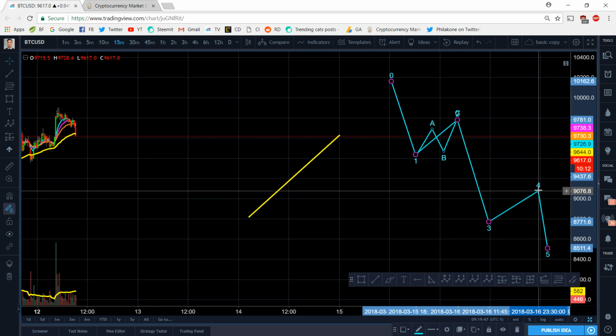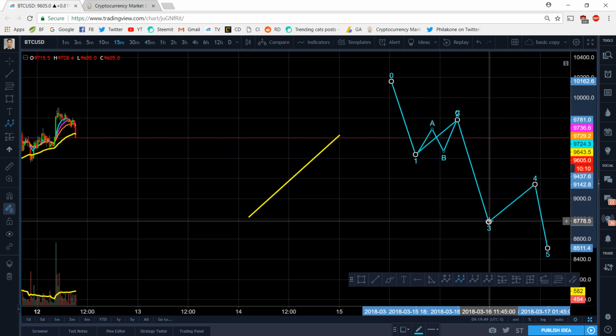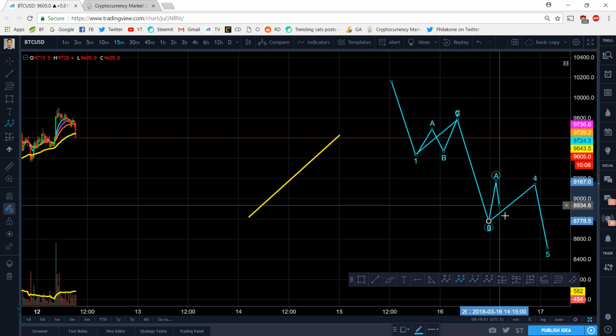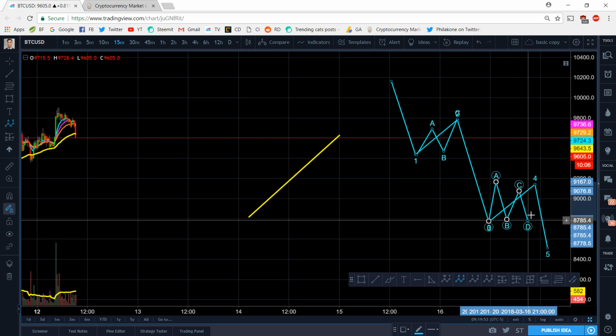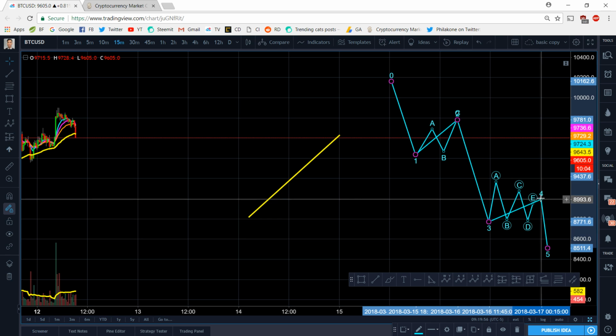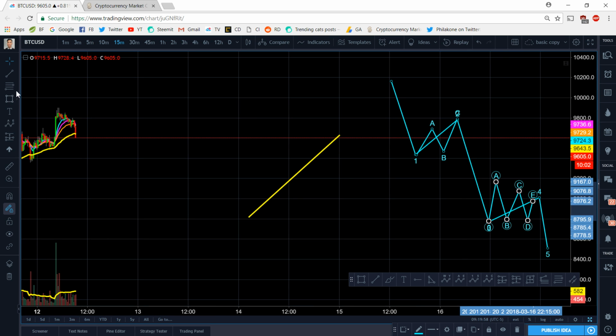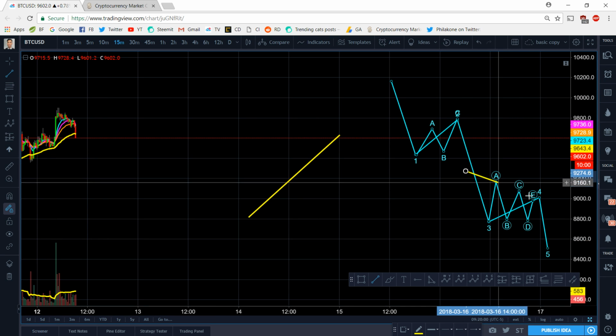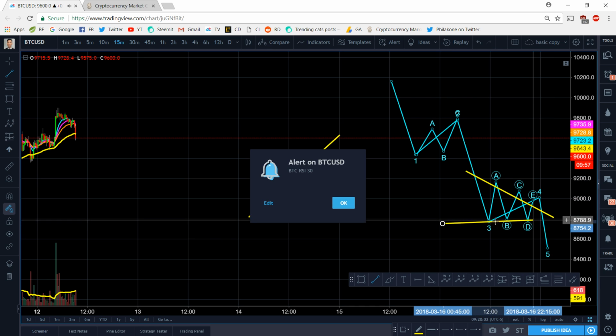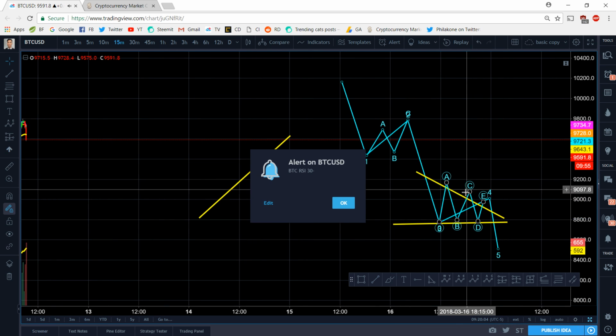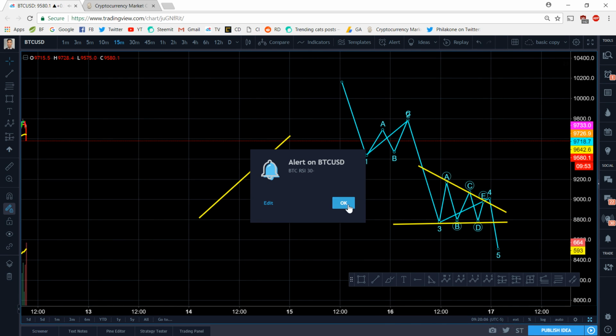There's a very good chance that wave 4 will actually make some sort of correction like this, for example, an A, B, C, and a D. And you guys know what pattern that is, right? Yeah, you guys know. That makes a descending triangle, right? Just something like that, a descending triangle.